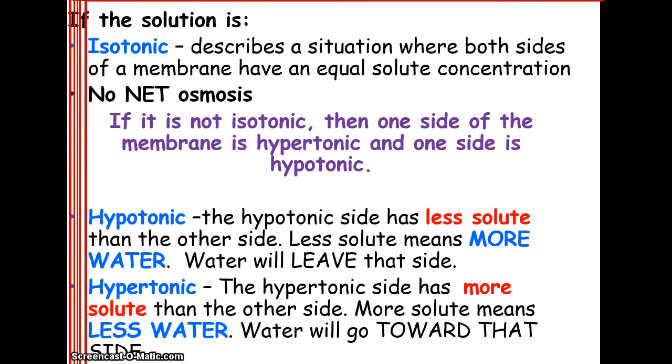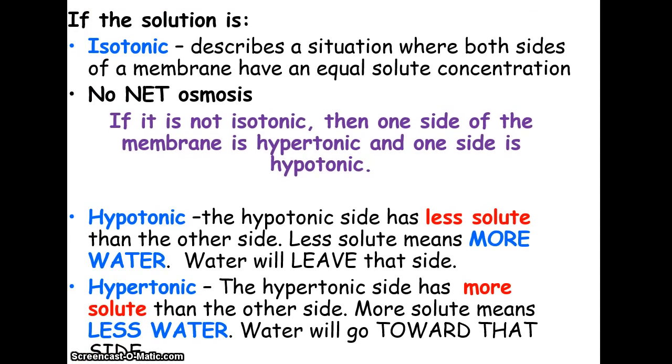Okay, so if the solutions are not isotonic to each other, then that means that one side is going to be hypotonic, meaning it's going to be the side that has less solute, and the other side is going to be hypertonic, which is going to be the side that has more solute. Remember that if there's more solute, I just showed you this, that means there's less water. And therefore, water's always going to go from higher concentration to lower concentration, so you can kind of just memorize that water's always going to go to the hypertonic side.